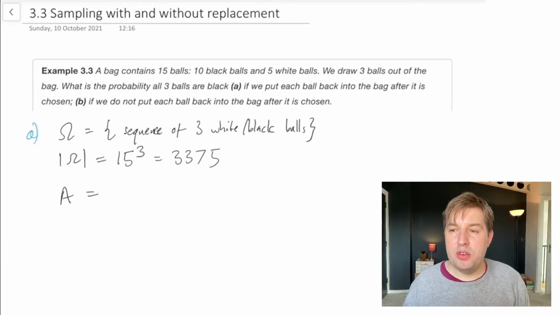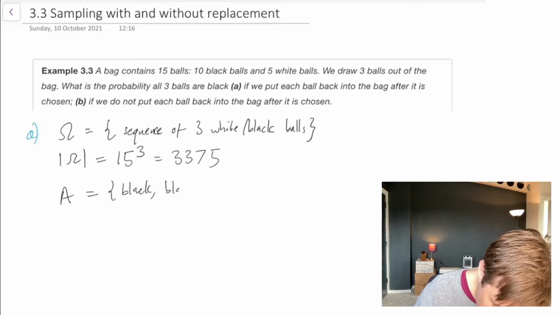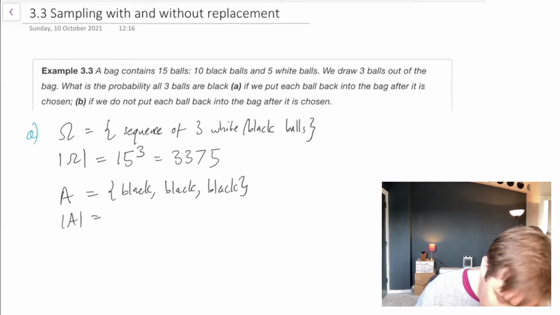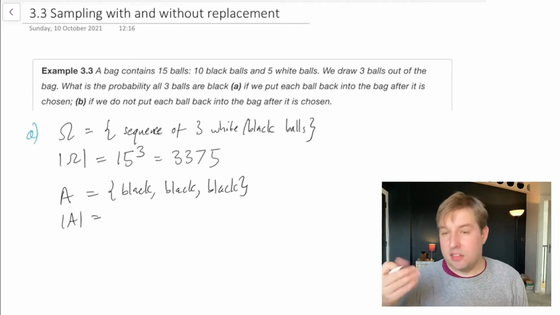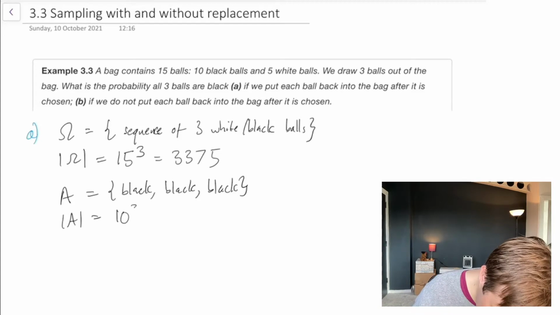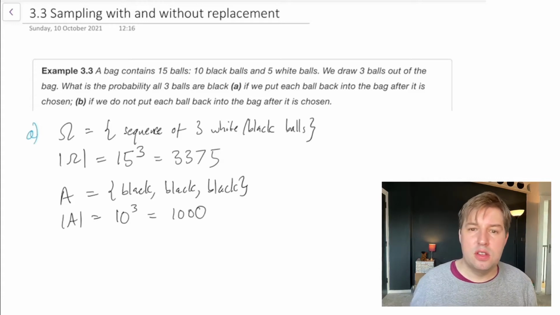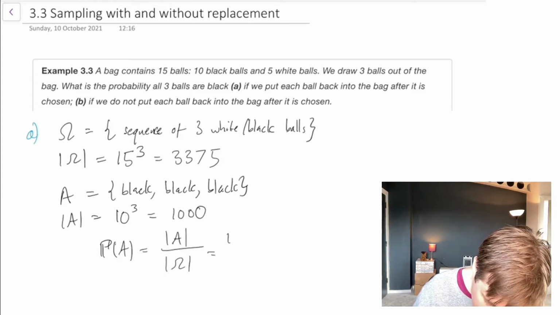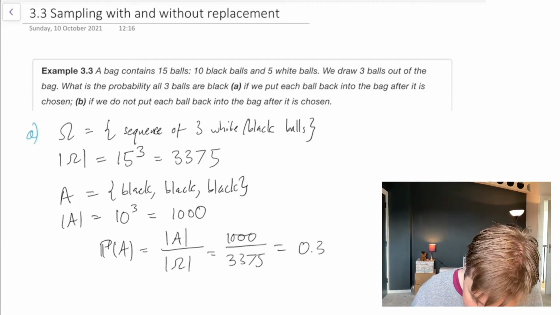And our event A that we're interested in is the event that all 3 are black. And again here, the number of elements of A are, well, there are 10 black choices that could be the first ball, and 10 for the second and 10 for the third. So this is 10 cubed, which I happen to know is 1,000. So, probability of A, as we know for classical probability, is the number of outcomes in A over the number of outcomes in omega, which is 1,000 over 3,375, which is apparently about 30%.